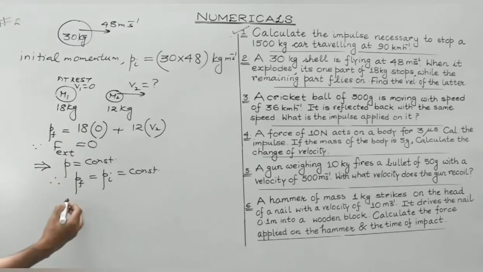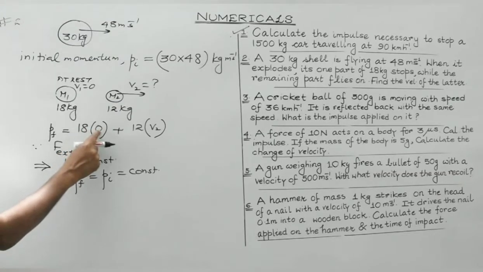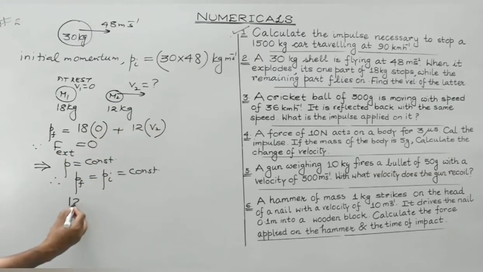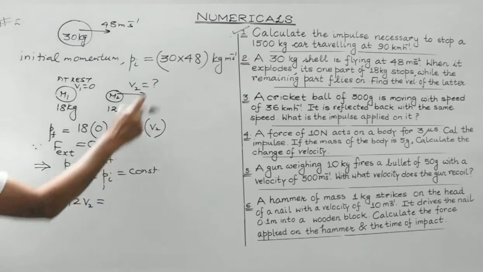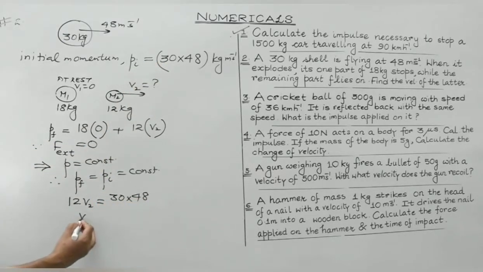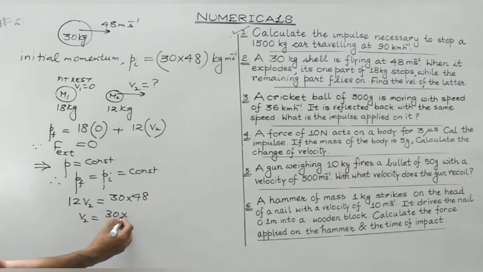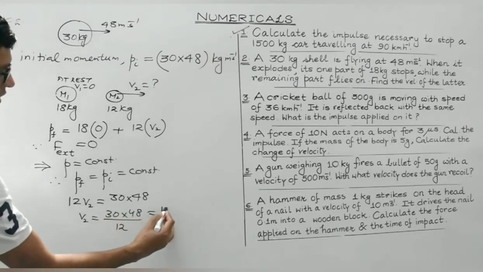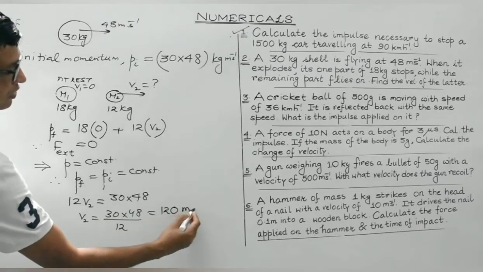So final momentum is 18 into 0, which is 0. We will be left with only 12 V2, and initial momentum is 30 into 48. So let's get the answer. V2 would be equal to 30 into 48 divided by 12. So 12 fours are 48 and 30 into 4 is 120 meter per second.